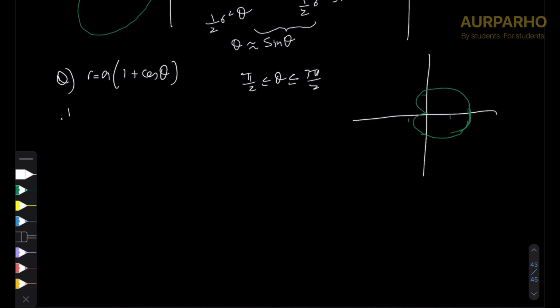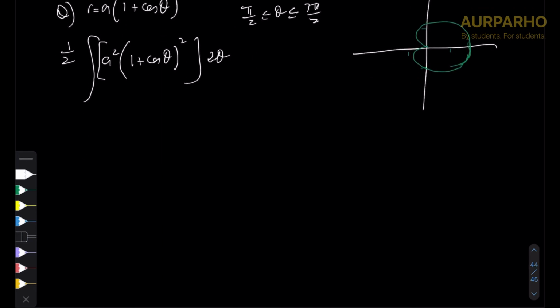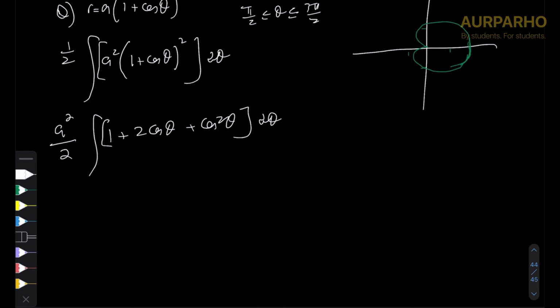So it would be half of all of this squared, a squared times 1 plus cos theta squared, with d theta, right? So let's take the a squared out. A squared integral of 1 plus 2 cos theta plus cos squared theta with respect to d theta, right?